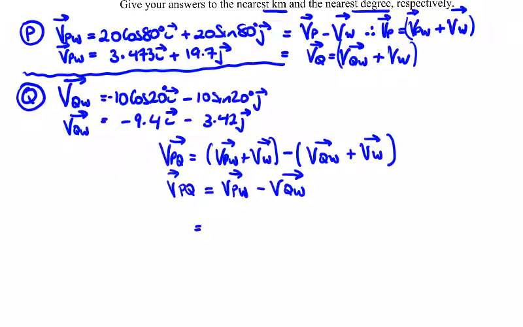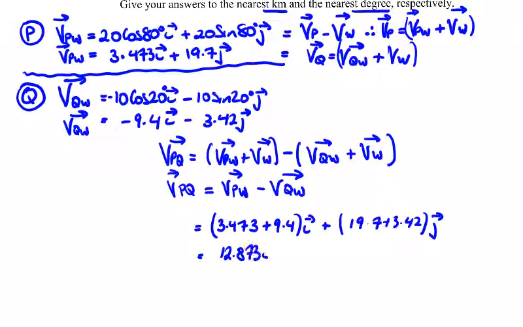So that's going to be equal to 3.473, and it's going to be minus 9.4, so plus 9.4 in the I direction. Then we're going to have 19.7, and it's going to be minus 3.42, so plus 3.42 in the j direction. That's going to give me 12.873 in the I direction, 23.12 in the j direction. That's the velocity of P relative to Q.